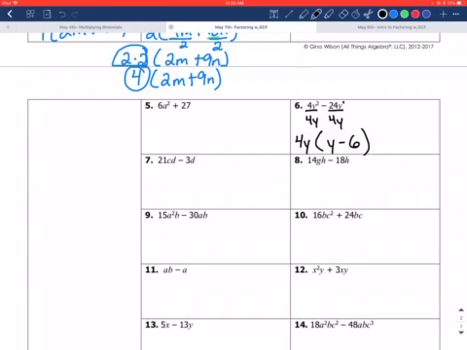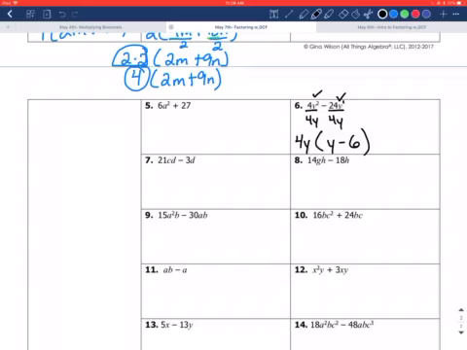Now you can take this and multiply it back out to check and see if you're right. If you ever are a little confused, not sure if you did something right, take it and multiply it back out. So 4y times y will give you 4y squared, and 4y times negative 6 will give you negative 24y, so we know we're correct.